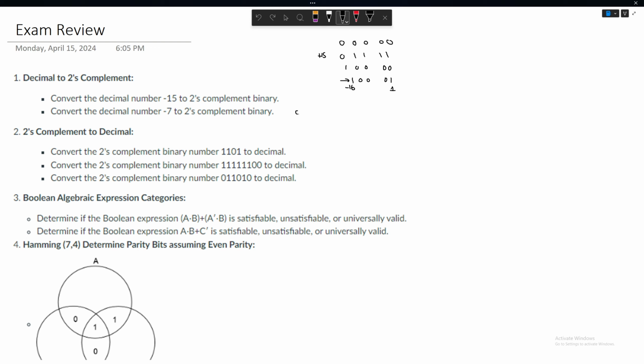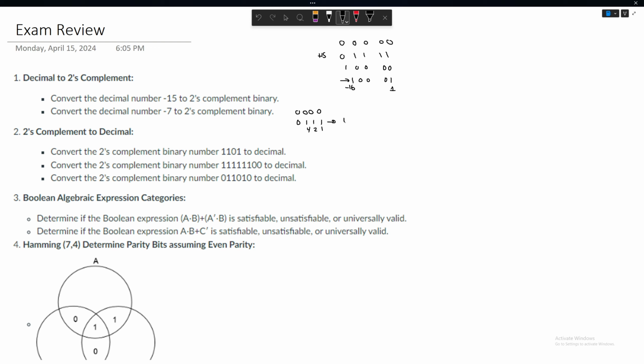Alright, now convert decimal number -7 to 2's complement. This we can do using 4 bits. There you go. And so doing this using 4 bits, what we'll get is 7. So this is 1, 2, that's 3, 4, that's 7. So 1, 1, 1, 0. This is 1, 2, 4. Wait, no, I messed up. Oh no, I didn't mess up. Okay. Oops.